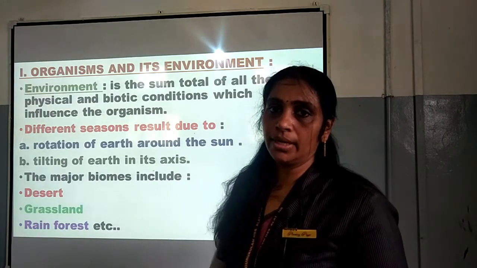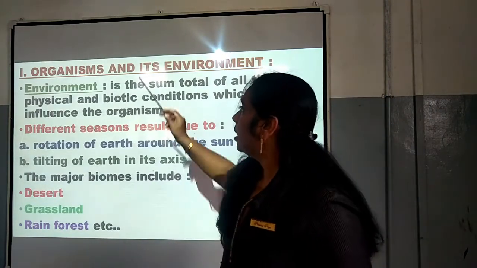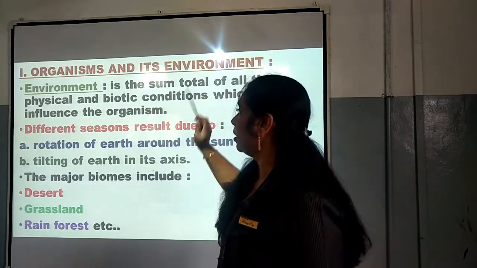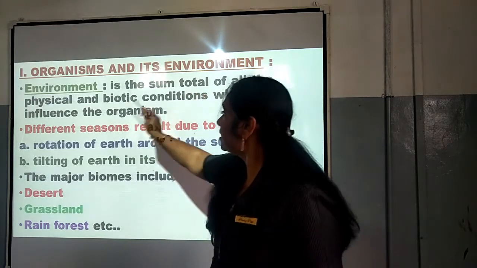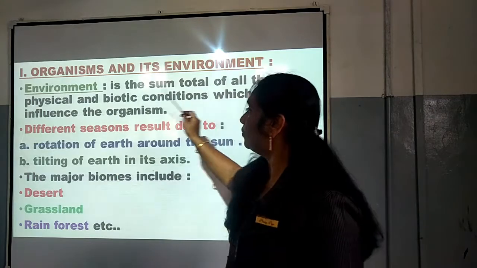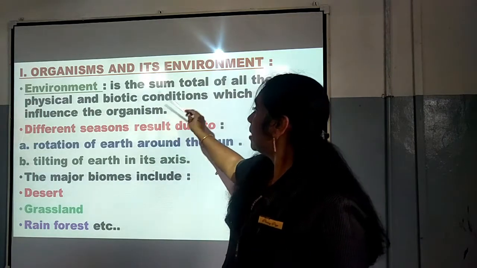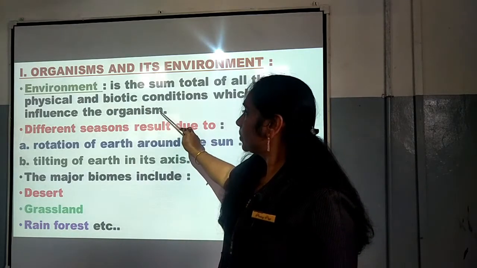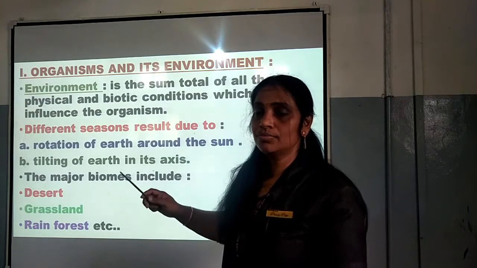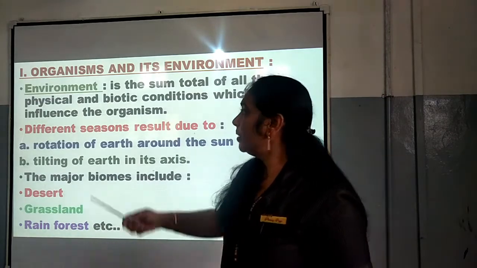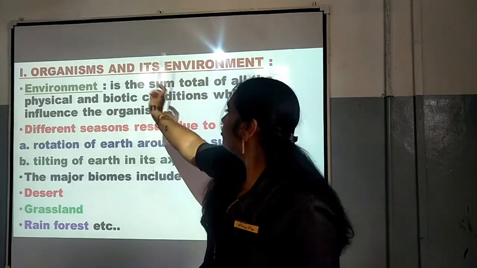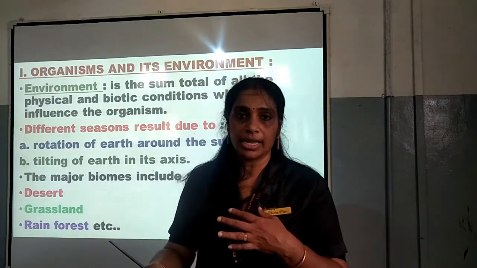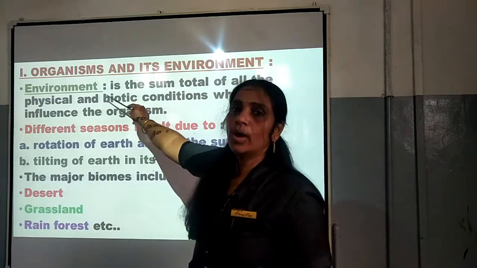Now, the first topic related to chapter 6 is organisms and their environment. What is environment? It is the sum total of all the physical and biotic conditions which influence the organism. That is, the sum total of all the physical and biotic conditions for an organism to survive, to cope with the environment, isn't it? So, the sum total of physical as well as biotic conditions which influence the organism to live in that habitat is called environment.